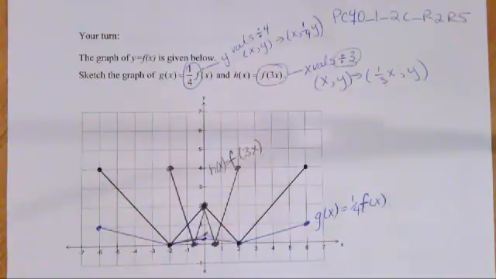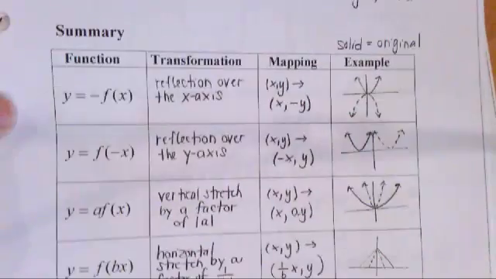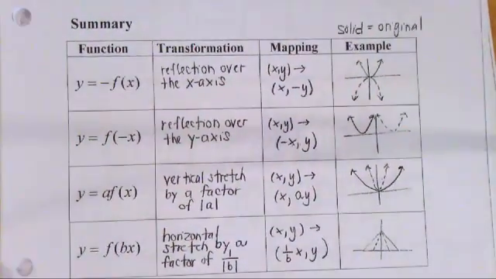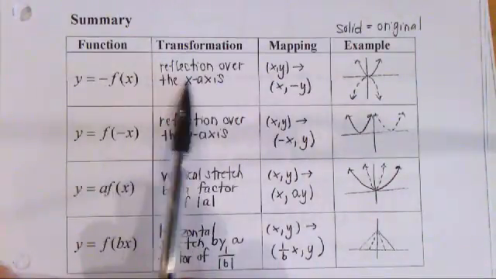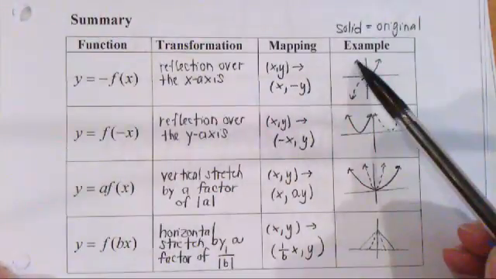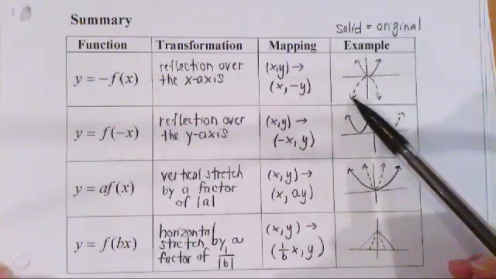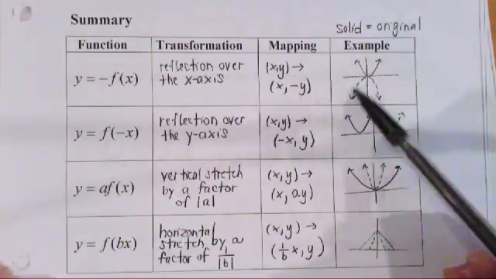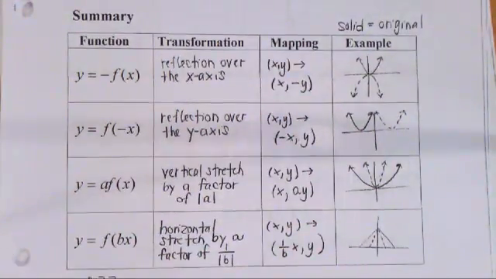Okay, now for the summary, I'll just show you what the summary is of these functions. So here it is. When you've got your negative out here, it's a reflection over the x-axis. There's your mapping notation. The original is in solid, so assume that was the original f(x), and then the dotted line is the transformed one. You can take a second and have a look at that.